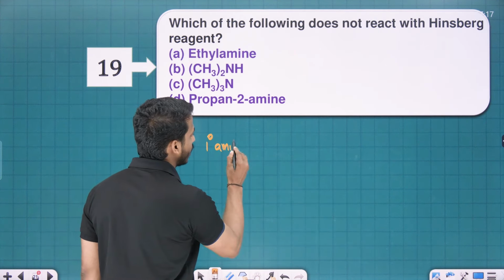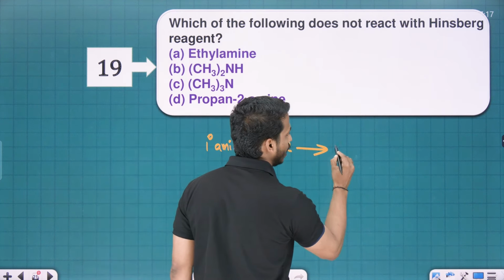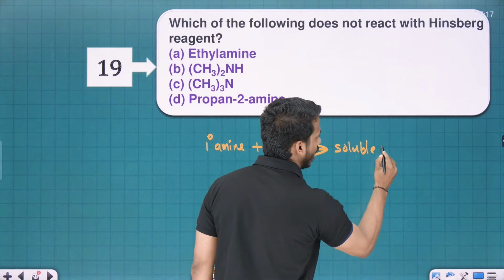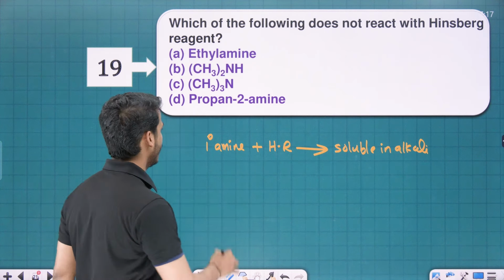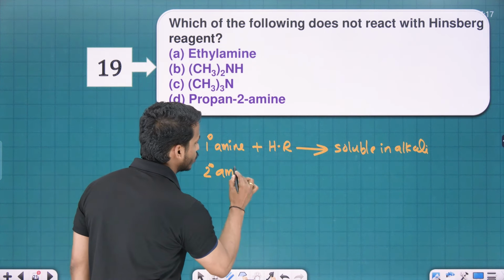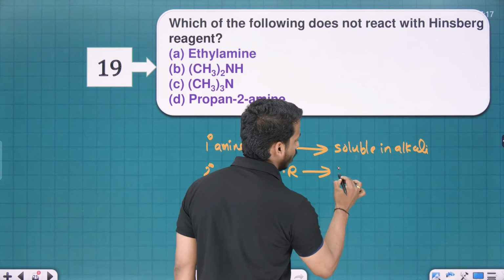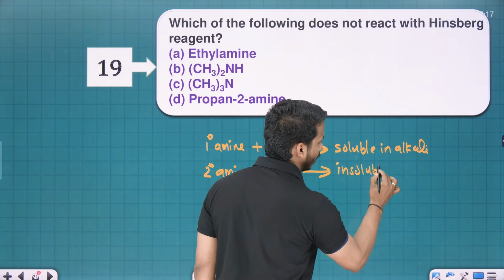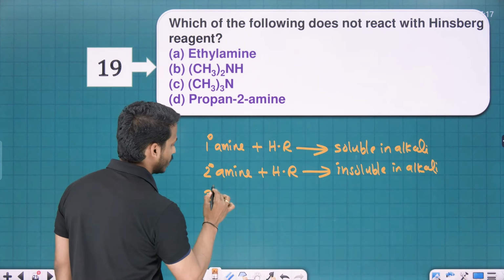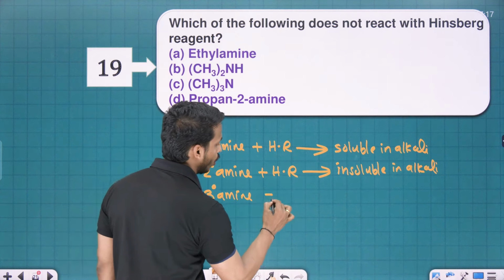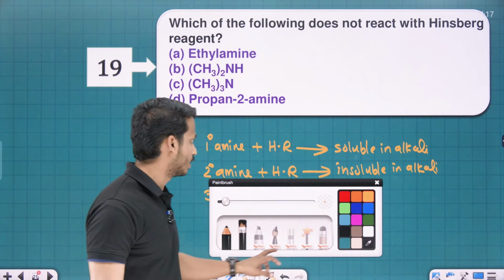Primary amines react with the Hinsberg reagent, and you will get a precipitate which is soluble in alkali because it contains acidic hydrogen. Secondary amines also react with the Hinsberg reagent, and you will get a product which is insoluble in alkali. That is the observation. Tertiary amines do not react with the Hinsberg reagent because no hydrogen is present.